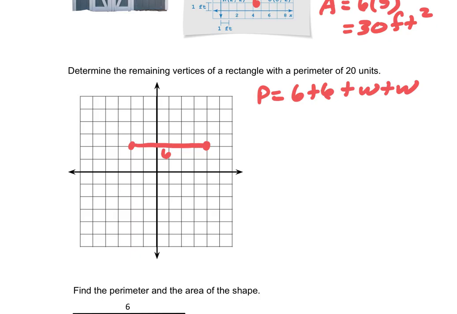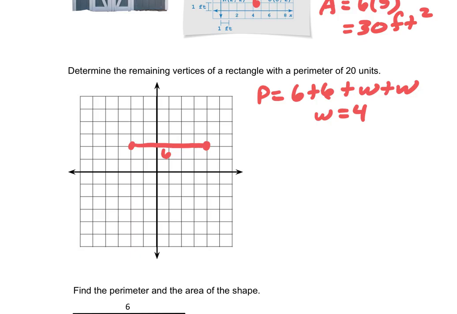20 minus 12 is 8, right? So 8 is left, but I need 2 sides that add up to equal 8. So what would the length of each side have to be? W has to be 4, and we got 2 of them. Okay, now here's the question.